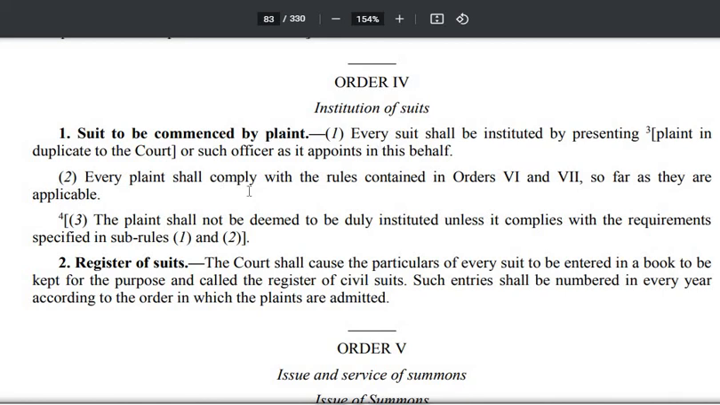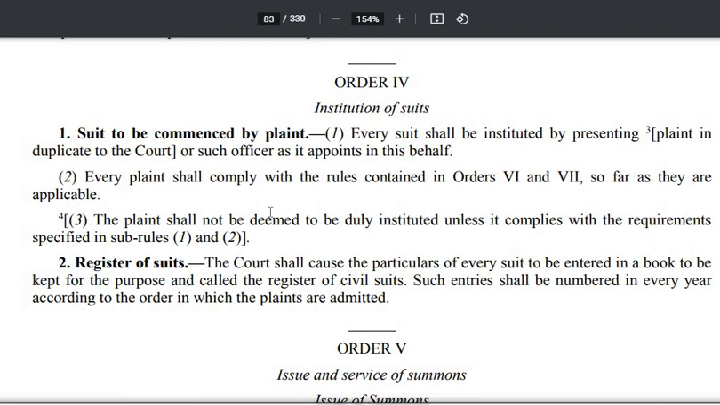Every plaint shall comply with the rules contained in Order 6 and Order 7 so far as they are applicable. So you must appreciate that Order 6 is about rules of pleadings. तो जितने भी rules of pleadings हैं आप उसको follow करोगे. And Order 7 is about the rules of filing of plaint. So Order 6 is rules of pleadings and rules related to the filing of the plaint are in Order 7. इन दोनों को follow करोगे.